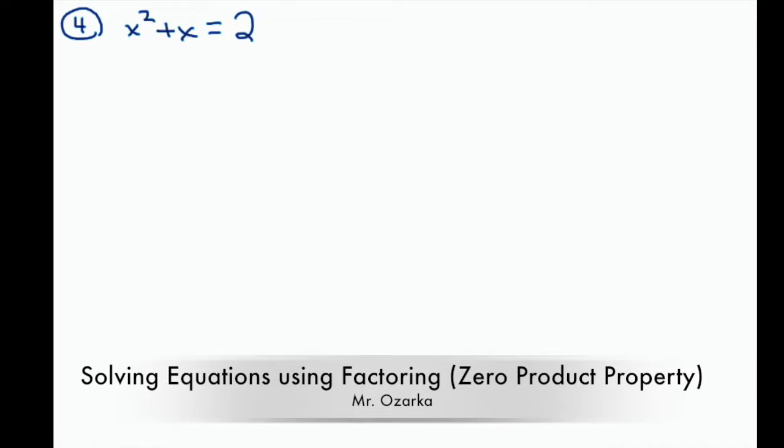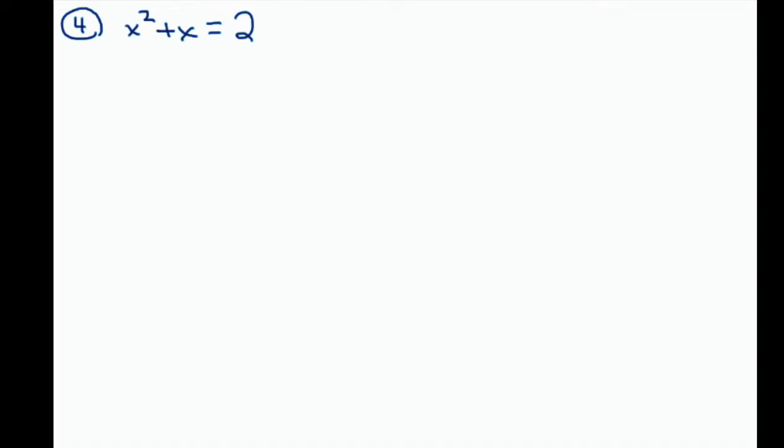Alright, so this is going to be another example of solving equations using factoring and the zero product property. So I have a quadratic equation right here, x squared plus x is equal to 2. I need one side to be equal to 0, so I'm going to subtract 2 from both sides. So you're going to have x squared plus x minus 2 is equal to 0.